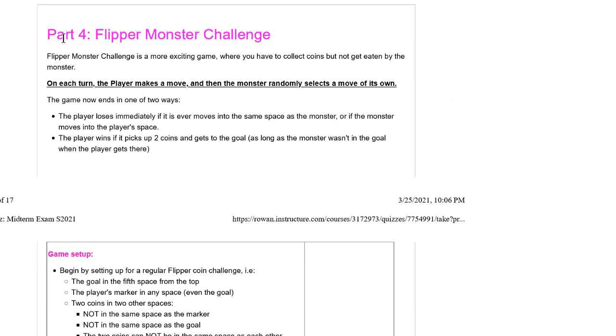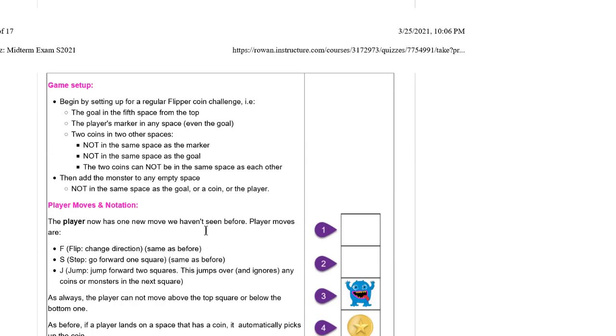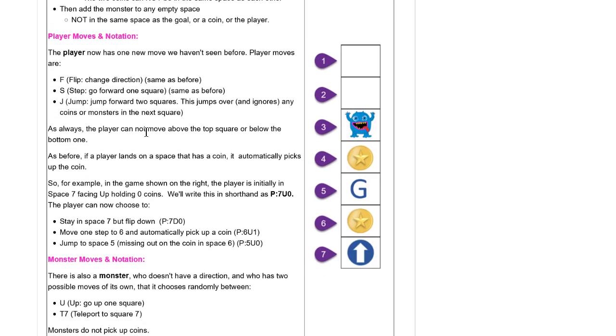Okay, so this last part is the monster challenge. It says on each turn, the player makes a move, and then the monster randomly selects a move of its own. And you lose if you're ever in the same space as the monster, or if the monster moves into the player's space. Otherwise, the player wins if it picks up 2 coins and gets to the goal, as long as the monster wasn't in the goal when the player got there. So you set up with the normal flipper coin challenge, and then the monster goes somewhere. And I said the player now has one move we haven't seen before. Player moves are the player can flip, can step just like before, but they can also jump forward 2 squares, ignoring any coins or monsters in the intermediate square.